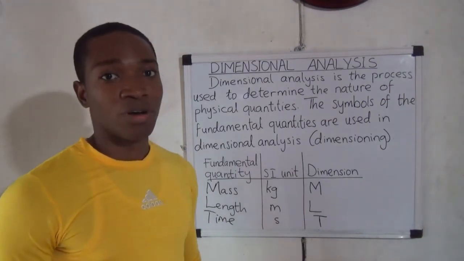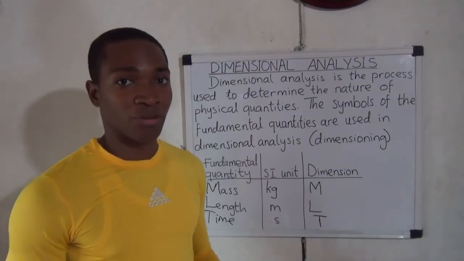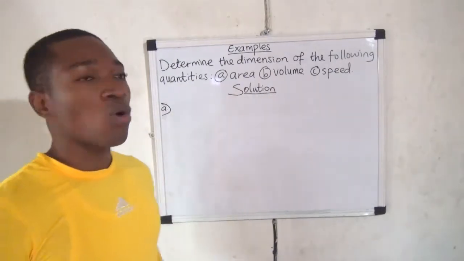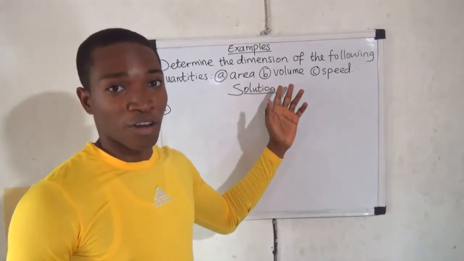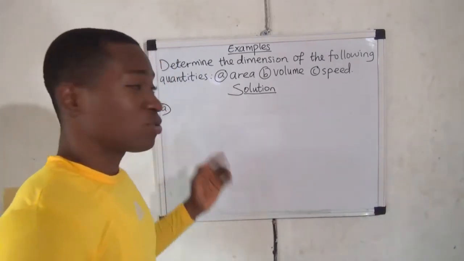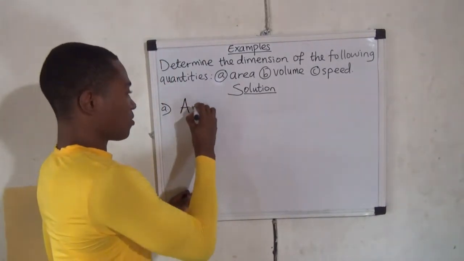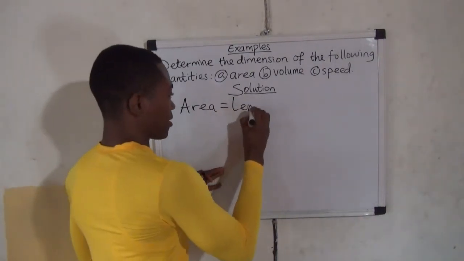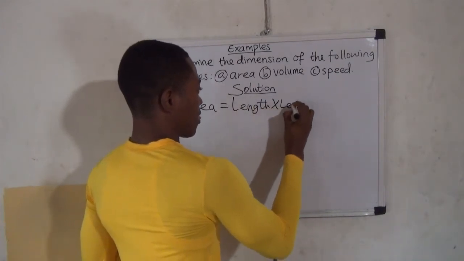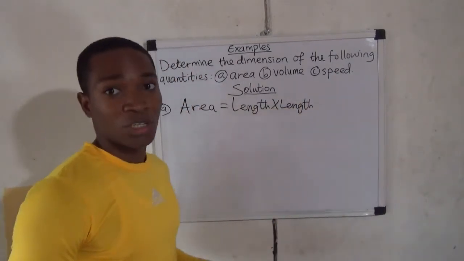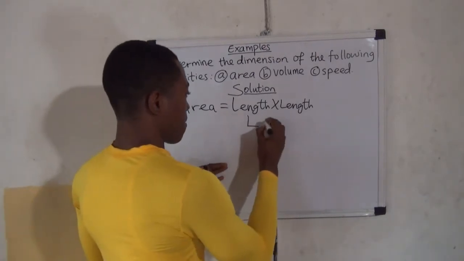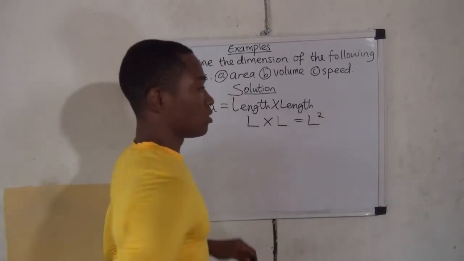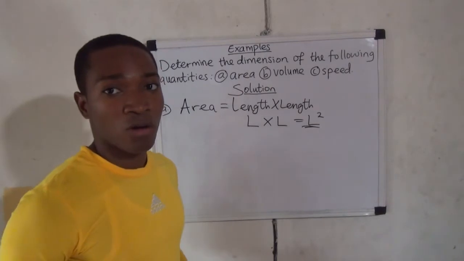Let's take an example. The first example, we are to determine the dimension of the following quantities: area, volume, and speed. Let's start with area. What's the formula for calculating the area of a square? Area of a square is length times length. What's the dimension of length? L. L multiplied by L, we have L squared. So the dimension of area is L squared.